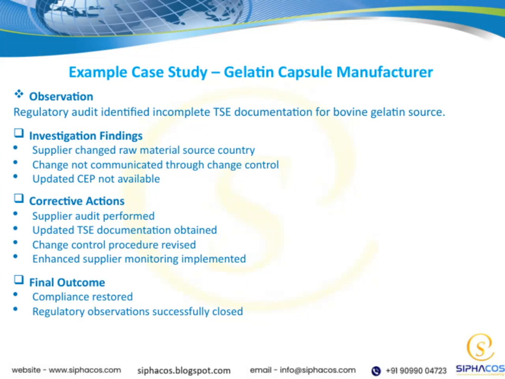Let's look at a case study involving a gelatin capsule manufacturer. During a regulatory audit, they found incomplete documentation related to the bovine gelatin source. Digging deeper, it turned out the supplier had changed the raw material's country of origin, but hadn't communicated this through the proper channels. There was no updated certification either. To fix this, the company audited the supplier, secured the correct documentation, revised their change control process, and stepped up supplier monitoring. In the end, compliance was restored and the regulatory issues were closed.